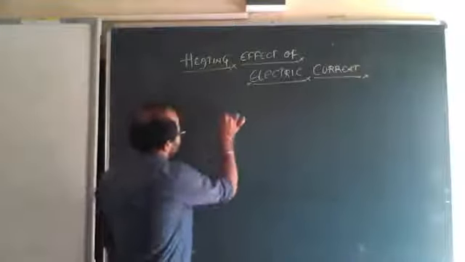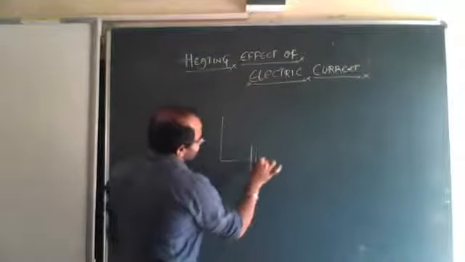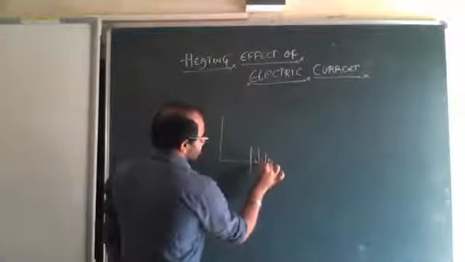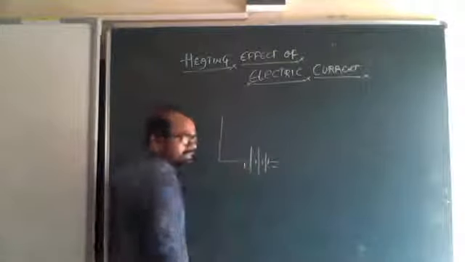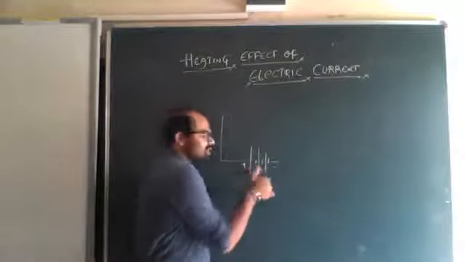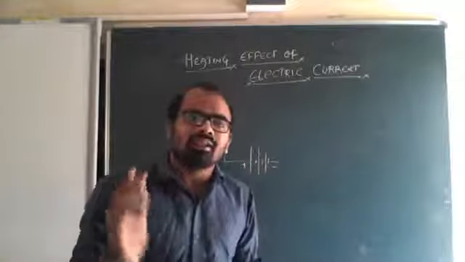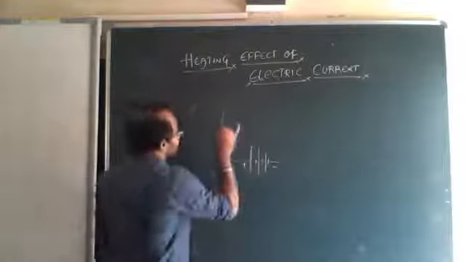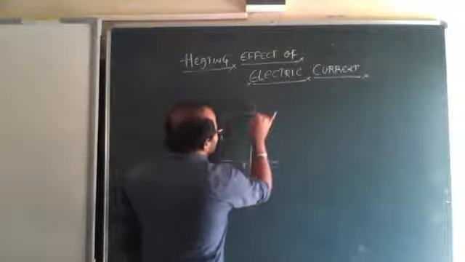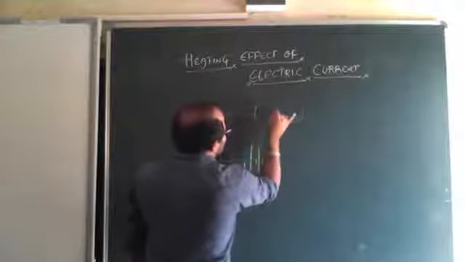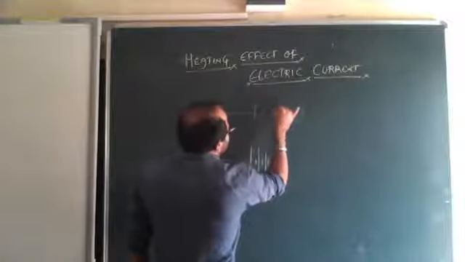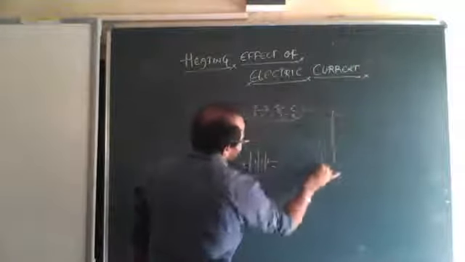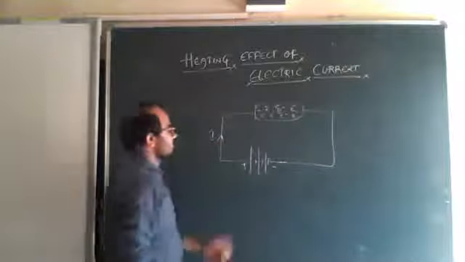See, as we should know, in the circuit there must be energy given by the battery. Energy is given by this battery in the circuit. So where is this energy going? Some part of the energy is used to maintain the electric current in the circuit. So to maintain the electric current, some part of the energy must be used.